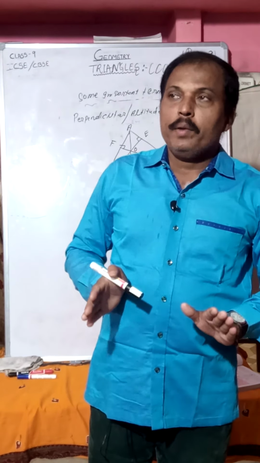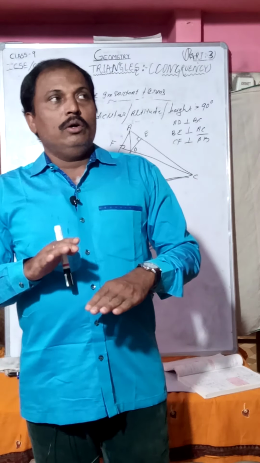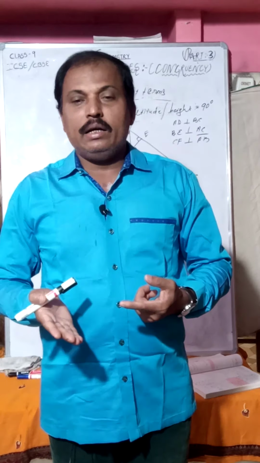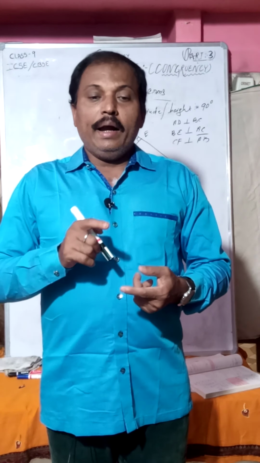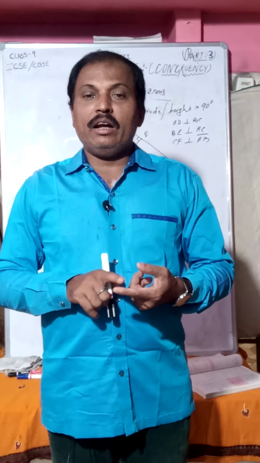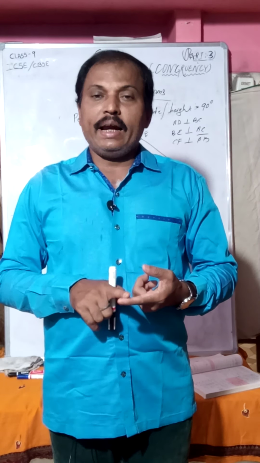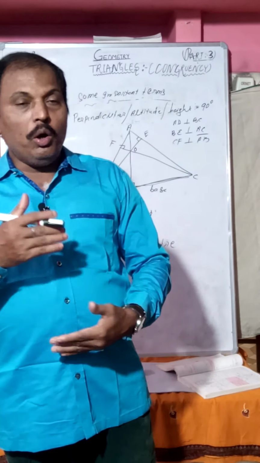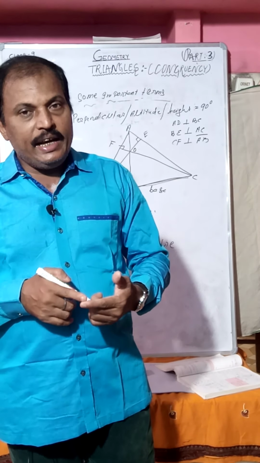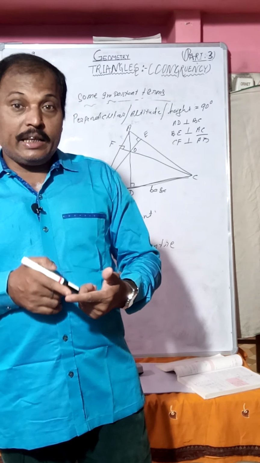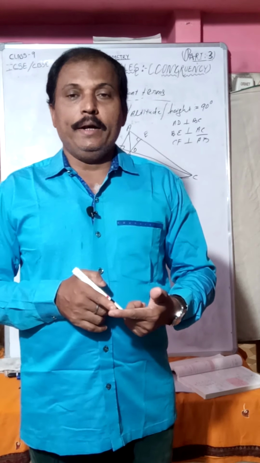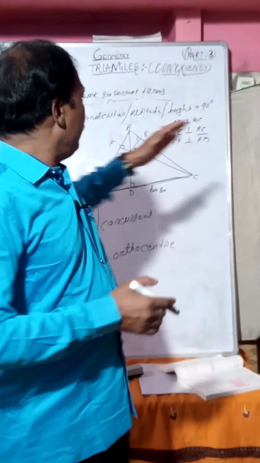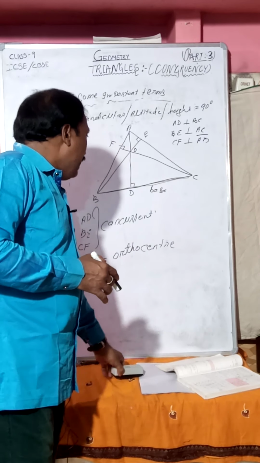Now we know what the medians are. The point intersected by the medians is called what? Centroid. And there are three altitudes of a triangle. They meet at a point, and that point is called orthocenter. So we know that a triangle has three sides, three angles, three vertices, three medians, and three perpendiculars or altitudes. These are some more important points.